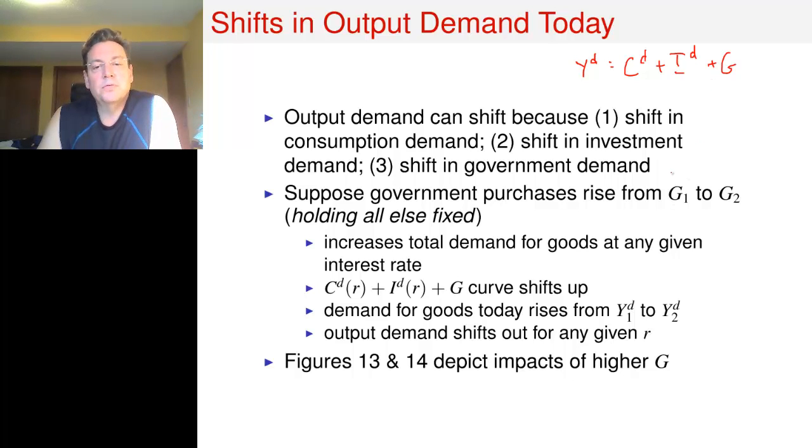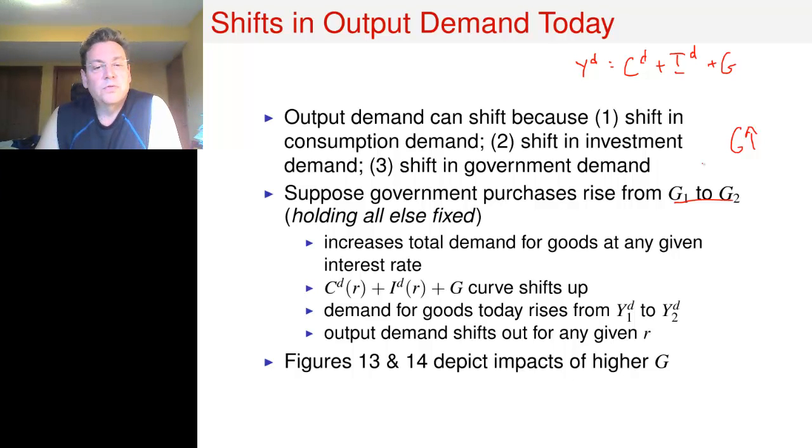So let's first suppose that government spending goes up and nothing else changes. This is already a weird exercise because we're not allowing this higher government spending to get financed. So we're not changing taxes right now. So remember, it's a strange experiment. Okay, so this is going to increase the demand for goods at any given interest rate.